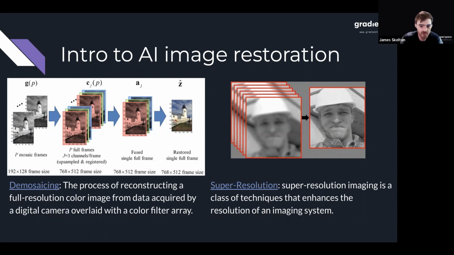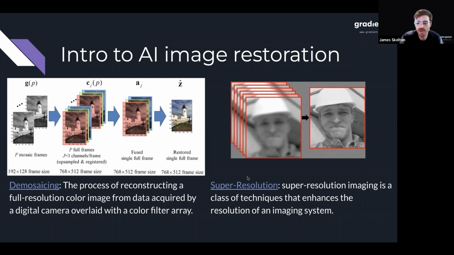And above, I've got a really nice diagram, with the link to the paper referencing it here, showing how we have these mosaic frames. The frames are then pulled into RGB versions. Then they are fused into a restored single full frame.